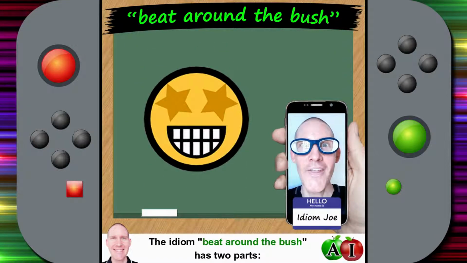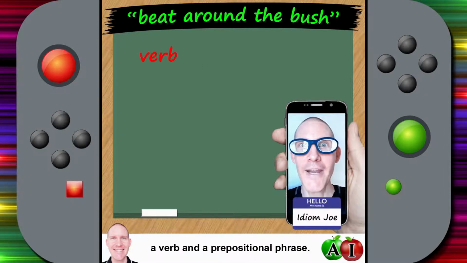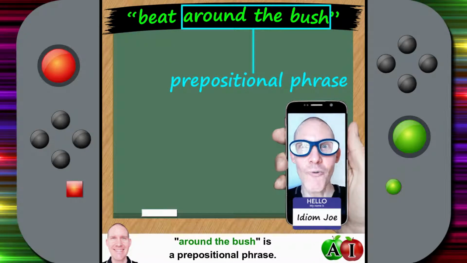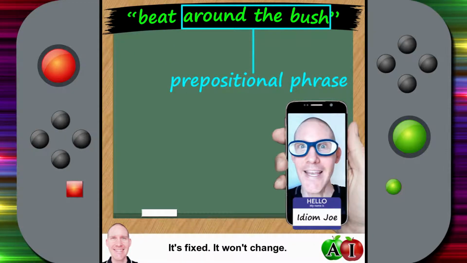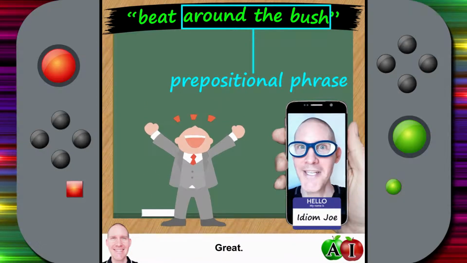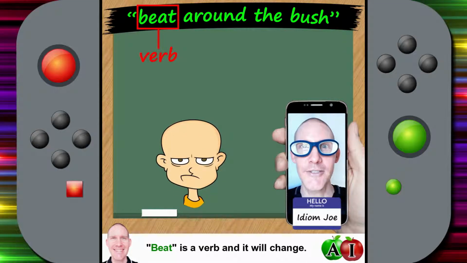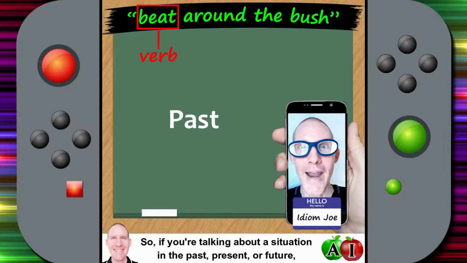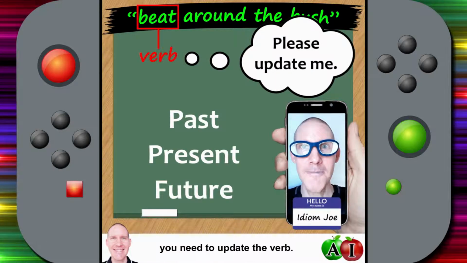Hey! The idiom beat around the bush has 2 parts, a verb and a prepositional phrase. Around the bush is a prepositional phrase. It's fixed. It won't change. Great. Beat is a verb and it will change. So, if you're talking about a situation in the past, present, or future, you need to update the verb.